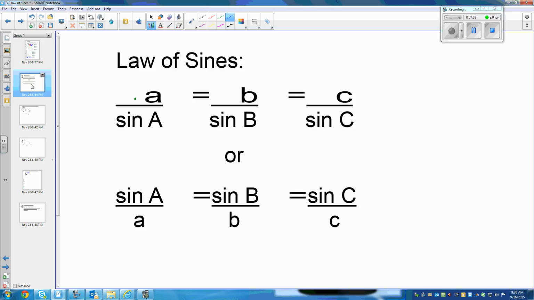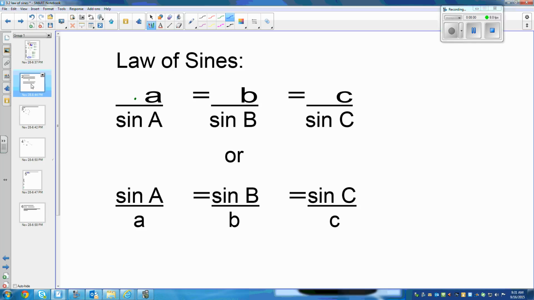Okay. It can be written both ways. So A over sine A equals B over sine B. It's equal to C over sine C. Or it can be written as sine A over side A equals sine B over side B, which is equal to sine C over side C. As long as the side lengths are either all on the top or all on the bottom. Okay, you can't mix them around.